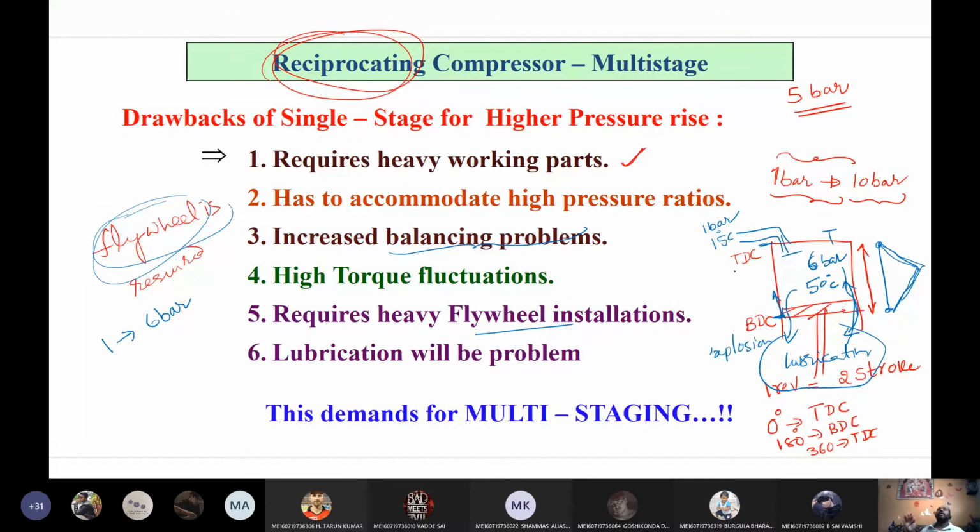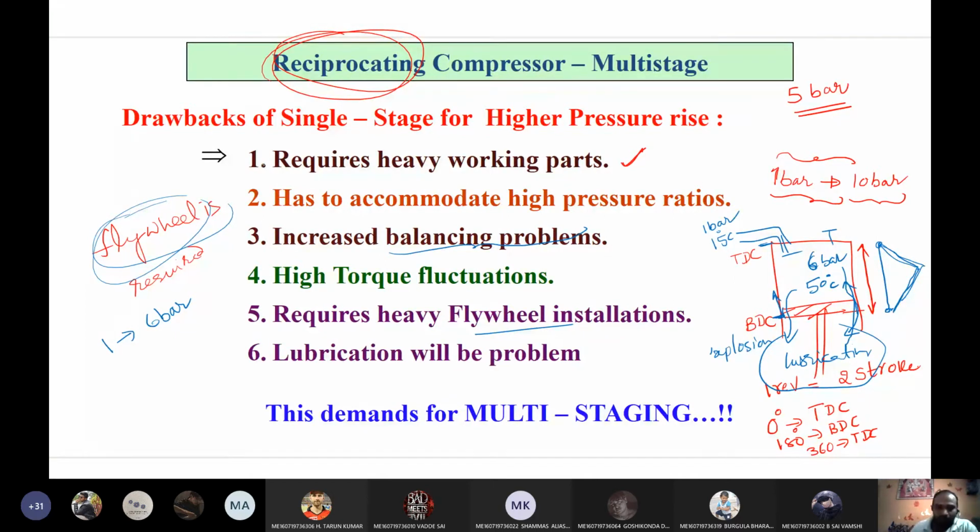The lubricating oil we are using may not be in a position to reduce the wear and tear. It cannot take the heat developed between the piston and cylinder. So these are the problems associated with the single stage air compressor.